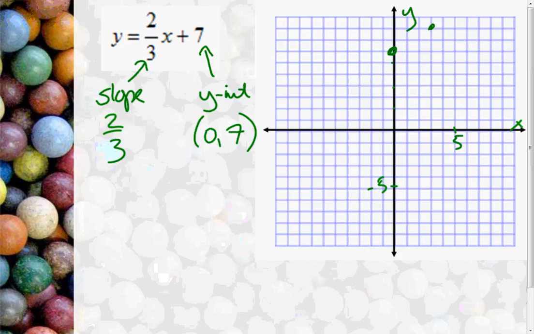Now we can't do another one, but remember you can always go backwards. So instead of going up, I'll go down. Instead of going right, I'll go left. And that's what that one would look like.